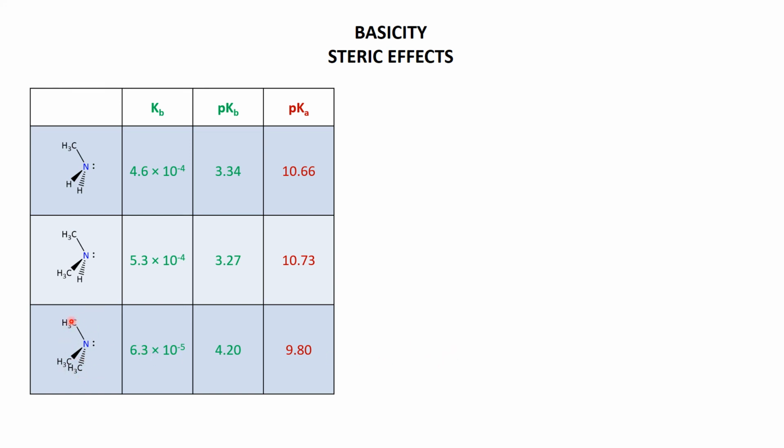As there's not as much space, no matter how much the nitrogen wants to give away its lone pair of electrons, the methyl groups are saying, don't crowd us, please. So therefore, for steric effects rather than electronic effects, trimethylamine is a weaker base than dimethylamine.